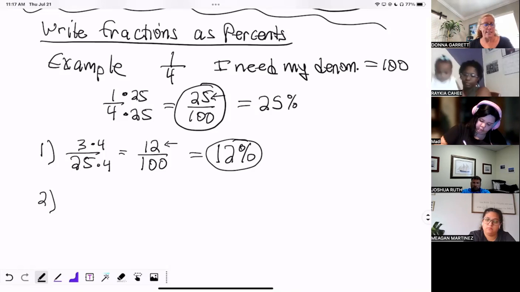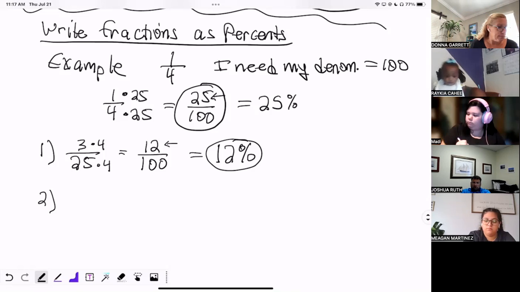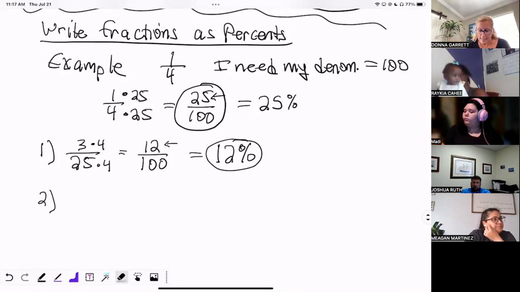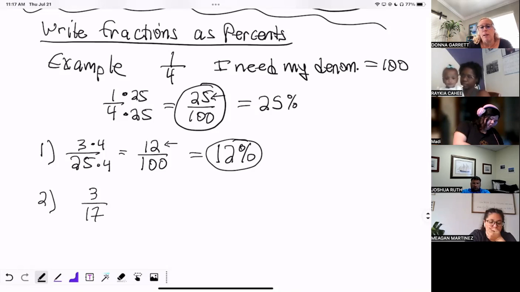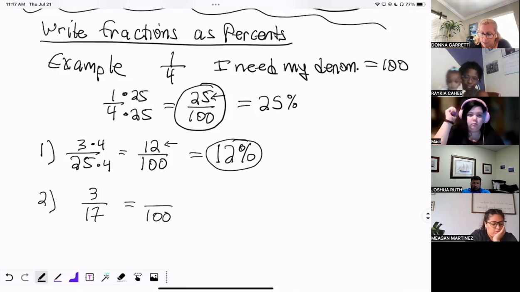Well, let's say, for instance, I'm gonna make one up. Do I have one? Yes, I do. All right. Let's say I have 3 over 17. Is there any way to make that 100? Nope. 17 times anything is not going to be 100. So here comes my cross multiplying.